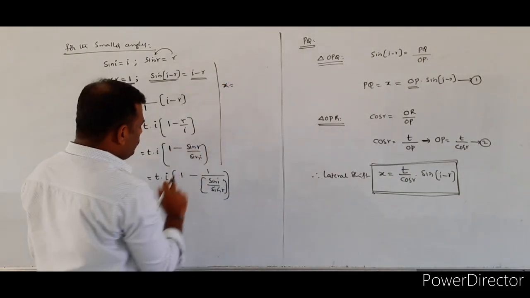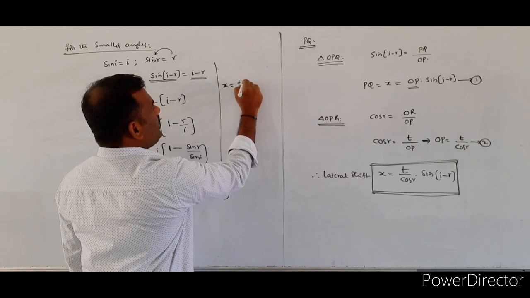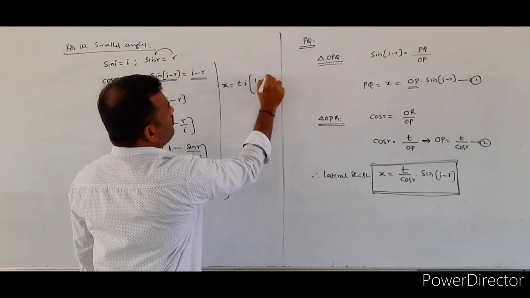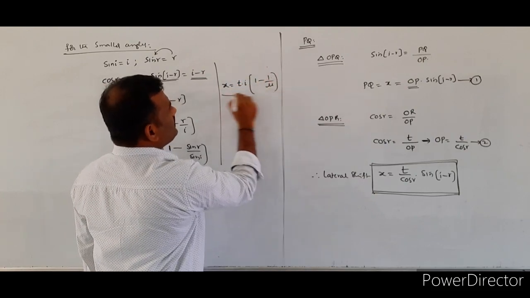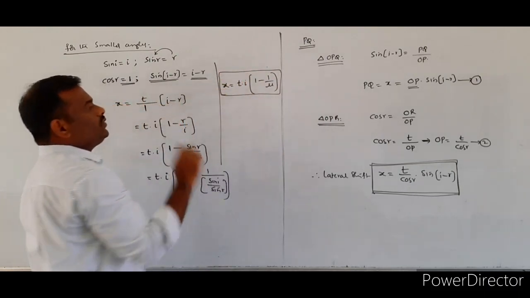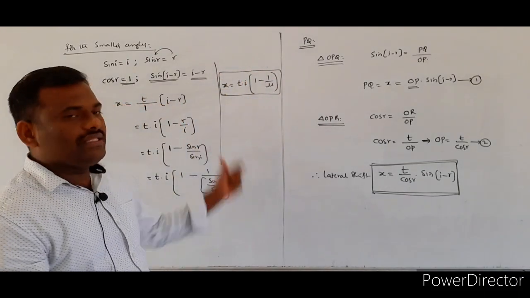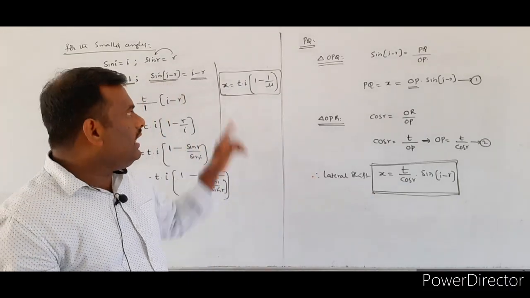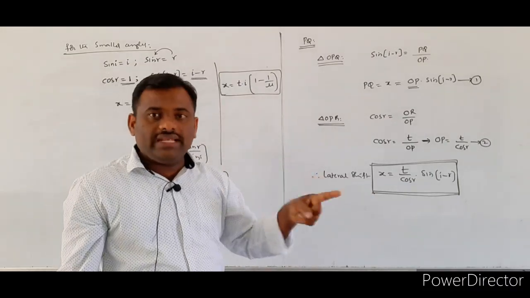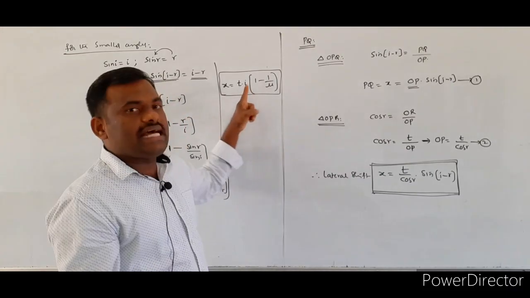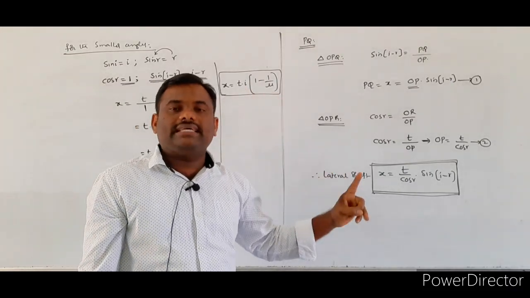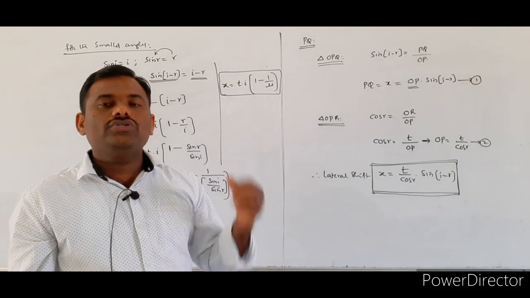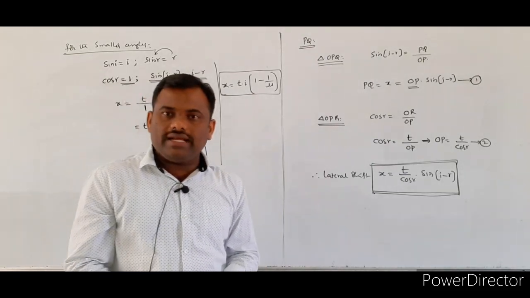Therefore, x is equal to t into i into 1 minus 1 by mu. X is equal to what? t into i into 1 minus 1 by mu. That is another expression for the lateral shift in terms of the angle of incidence as well as the refractive index of the given glass slab. So this is about the concept of the lateral shift.